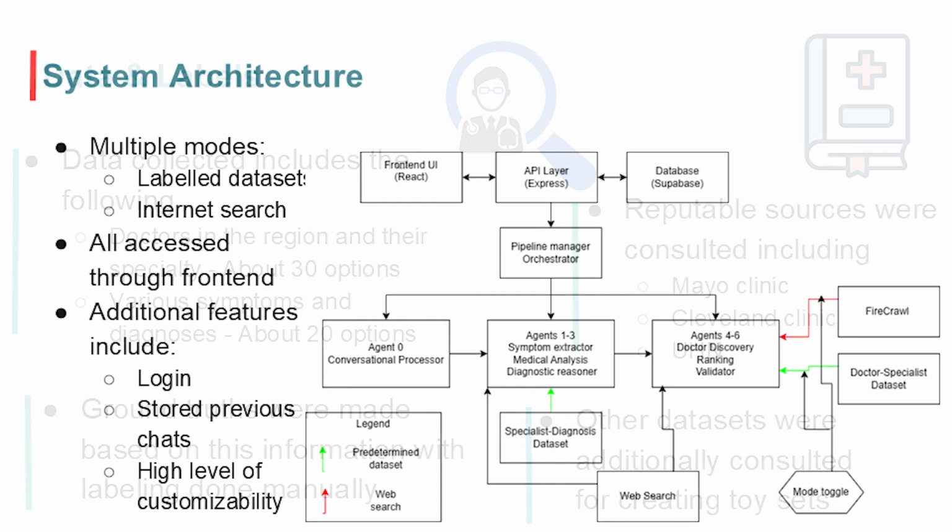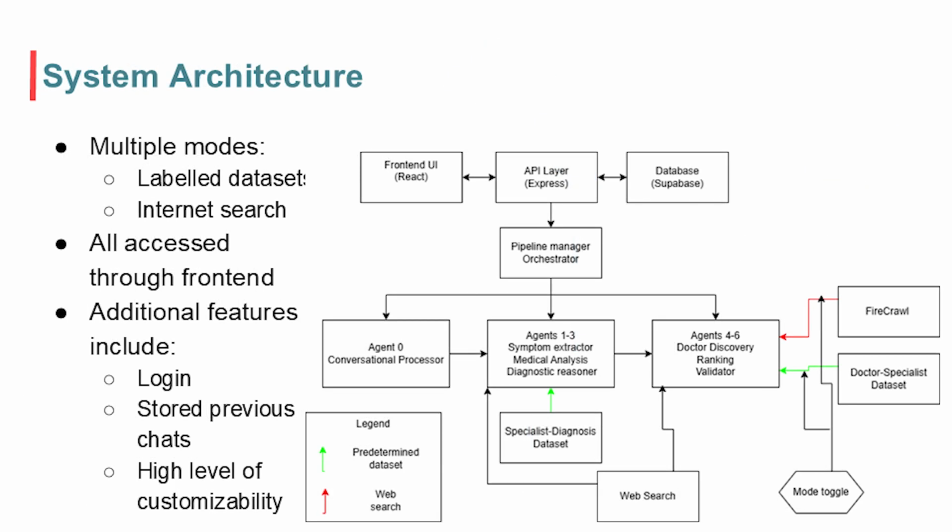The system architecture, which I also walked you through in the demo, consists of Agent 0, the conversational agent. Agent 1 is the symptom extractor, Agent 2 is the medical analysis, Agent 3 is the specialty diagnoser, Agent 4 is the doctor discovery, which discovers and pulls doctors, Agent 5 ranks these doctors in the right order based on the preferences of the customer, and then Agent 6 is the validator.